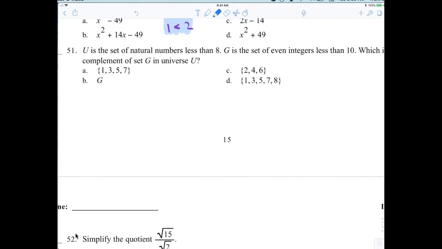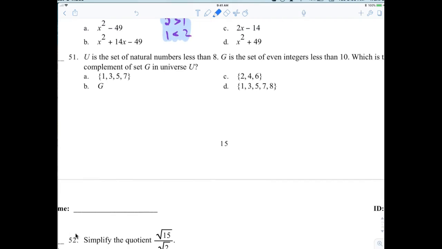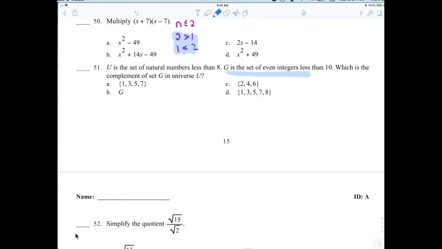So the universal set is everything less than 8. G is the set of even numbers less than 10. Now, I definitely wouldn't expect you to know this. What is the complement of set G? The complement is everything not in that set. So put that down. The universal set contains the numbers 1, 2, 3, 4, 5, 6, 7. So the only thing you can have is your answers are 1 through 7.